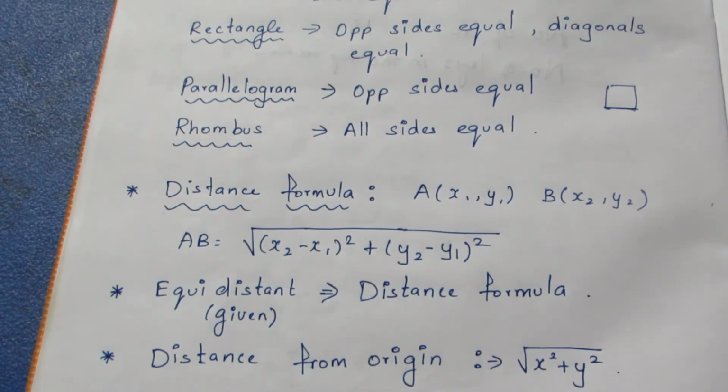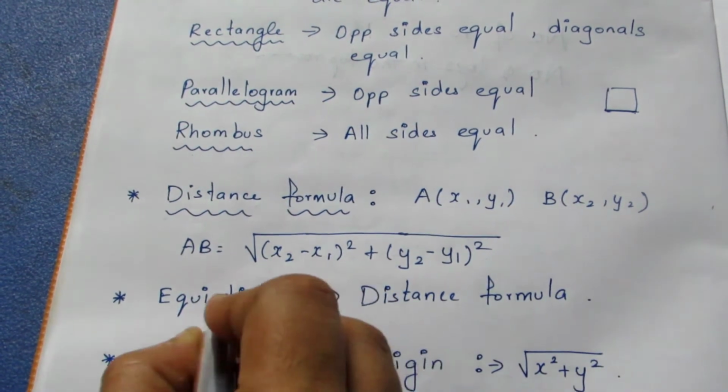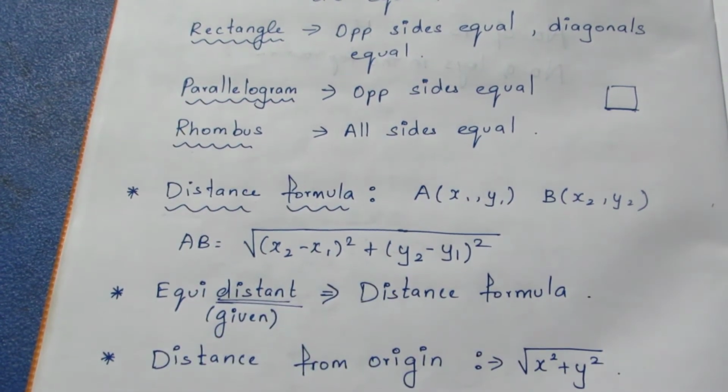If the word equidistance is given, it is not the midpoint you need to find, but everyone has a confusion that we can use the midpoint. No, it is not a midpoint. The word distance tells you it is the distance formula. So always for equidistance, use the distance formula, not the midpoint formula. Remember that if you see anything related to equidistance in the question, use the distance formula.